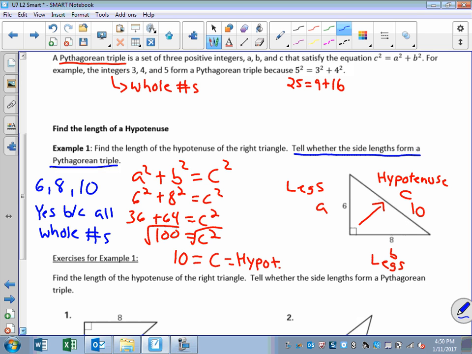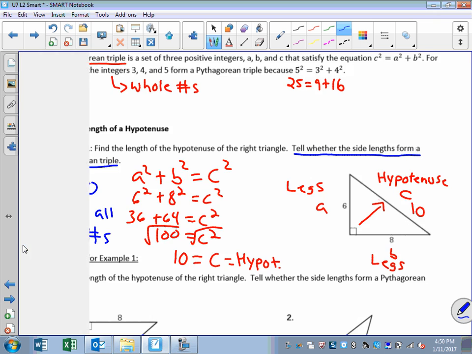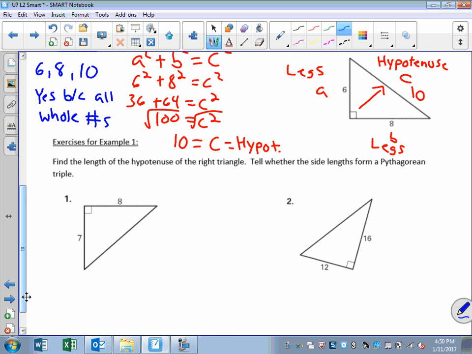Okay? Now, I want you to do the exercises below on your own, number 1 and 2. So you're both finding the hypotenuse and then saying whether we have a Pythagorean triple. So don't forget to say whether it's a Pythagorean triple or not. And I'm going to go ahead and underline that so you guys can see it. Take a second, answer those questions. Or if you prefer, you can come back and do it at the end. I'm going to move on to the next slide.